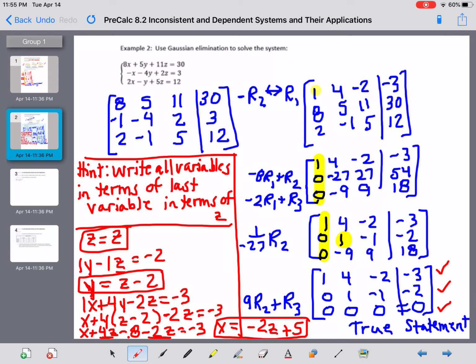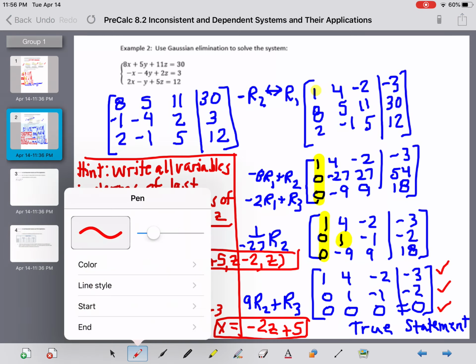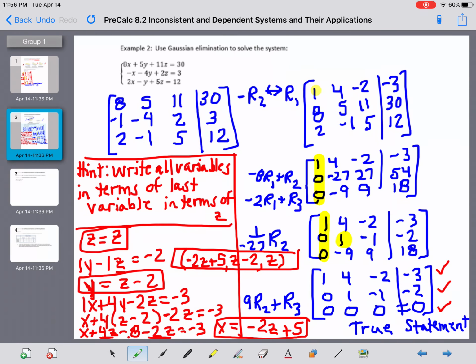So if I'm going to write this as an ordered triple, I put my x term first, so I'm going to get negative 2z plus 5. I put my y term next, which is z minus 2. And finally my z term, which is z. So I'm going to write my infinite number of solutions in this format. Okay, so let me give you an idea of what this really means. Let's just choose a number for z.